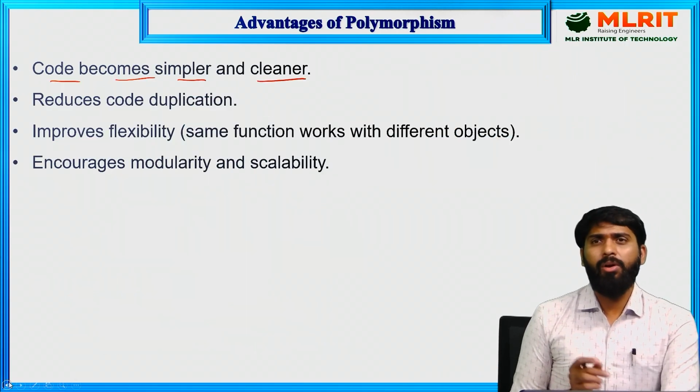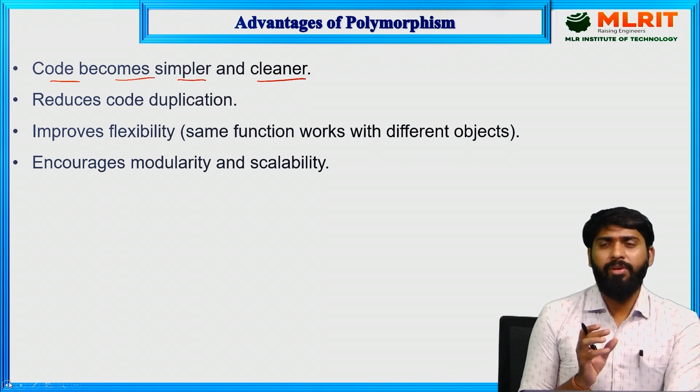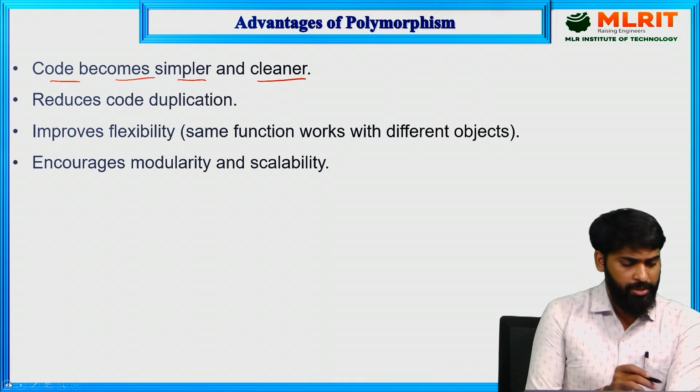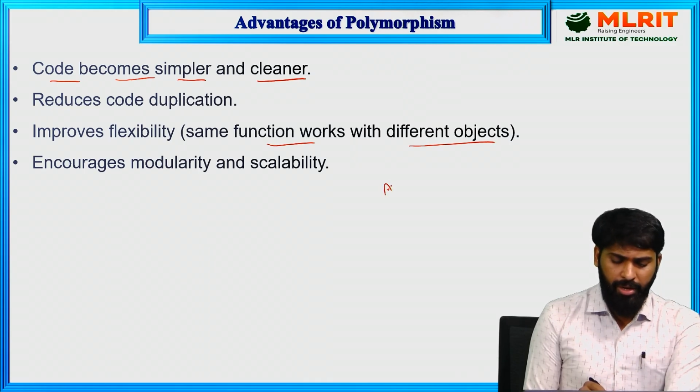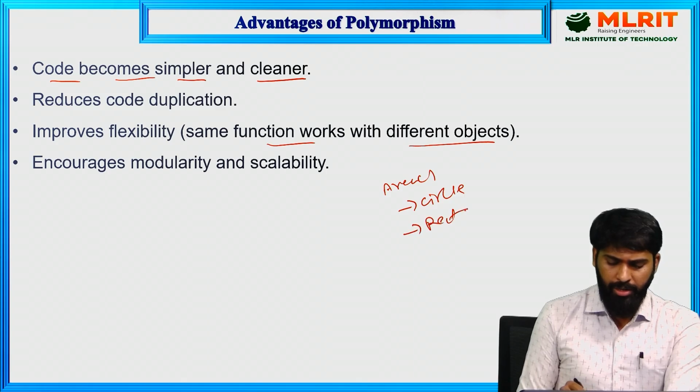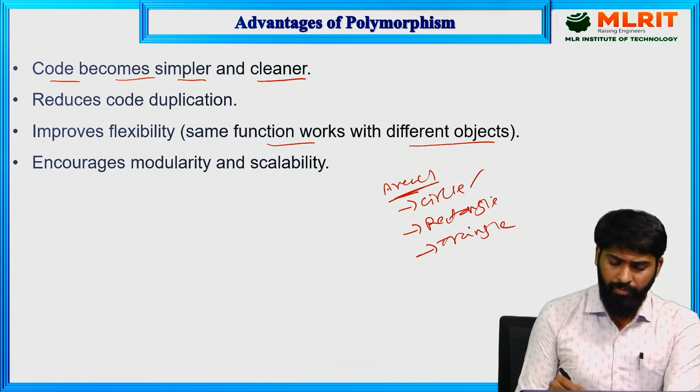It reduces code duplication. Here code duplication means in the parent class we define a function. In the derived class or child class we give the definition to the function defined in the parent class. It also improves flexibility. The same function works with different objects. Here we are using the area function for circle, rectangle, triangle. The same function name area is used for different objects.